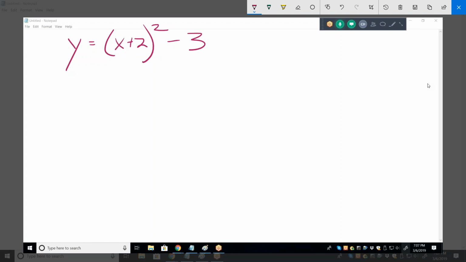There are a couple of general formats for quadratics. Probably the one you're most familiar with is this one. This is called vertex format. You familiar with that? Well, this is very close to that, right?